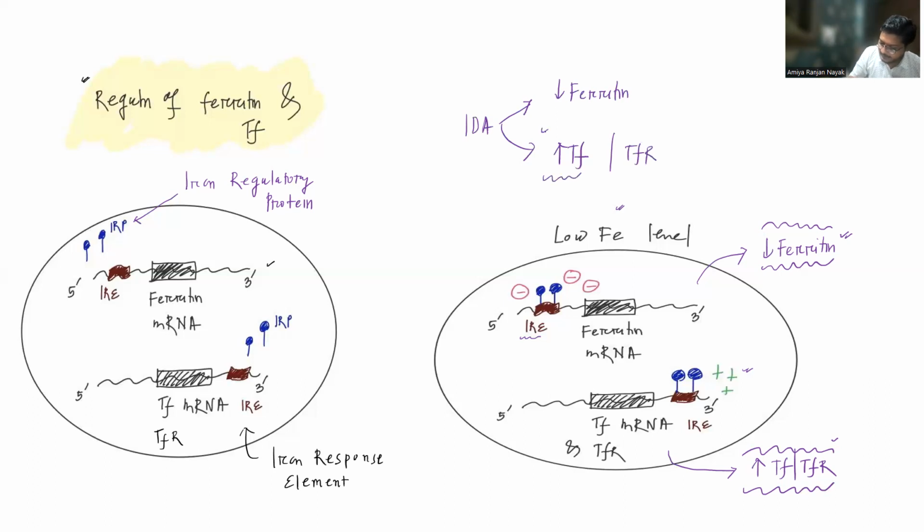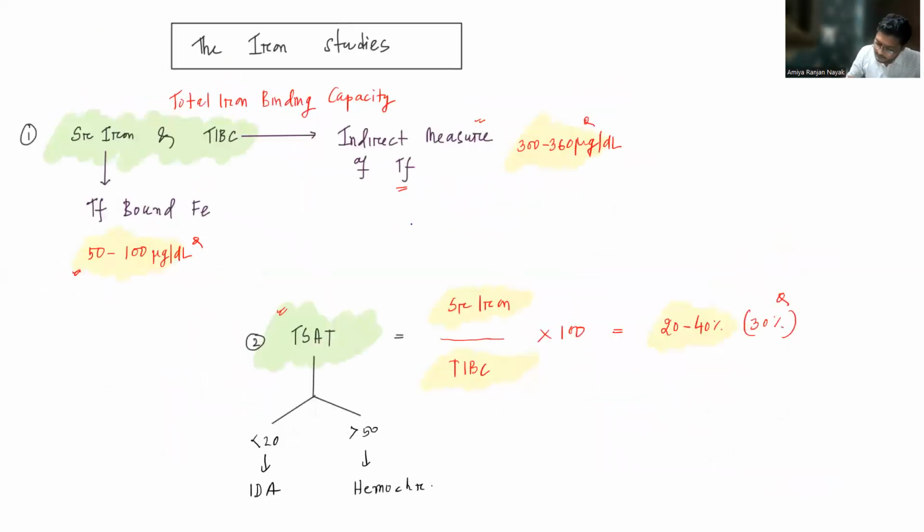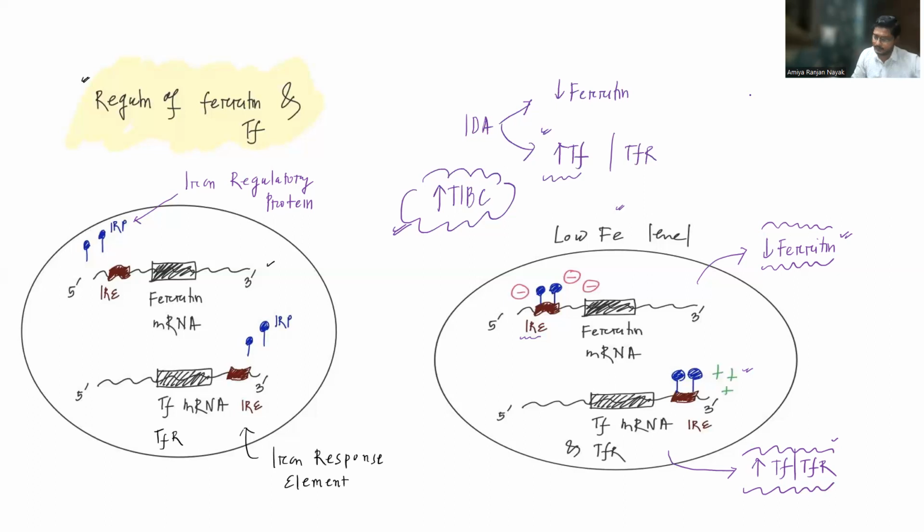Increased transferrin means an increase in TIBC, the total iron binding capacity. As I told you, total iron binding capacity is a marker of transferrin levels. So this TIBC will increase in patients with iron deficiency anemia, and the ferritin will be low. This point you remember. The transferrin receptors, we'll discuss later.